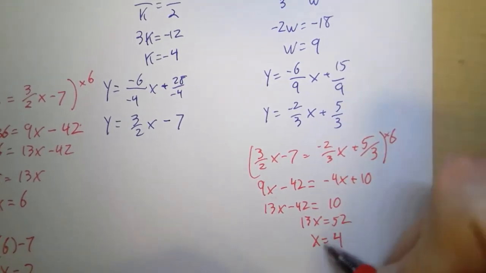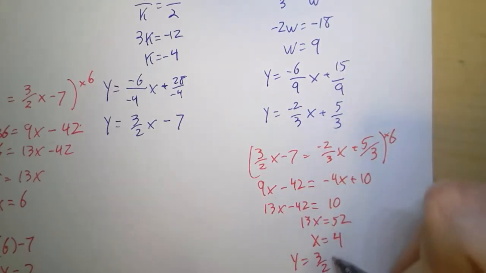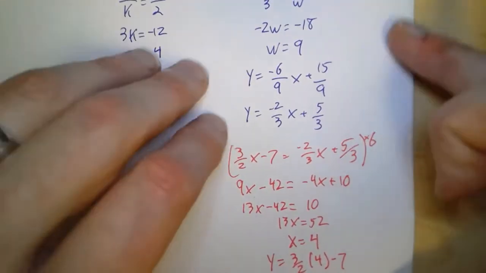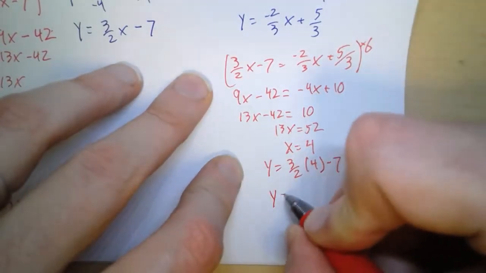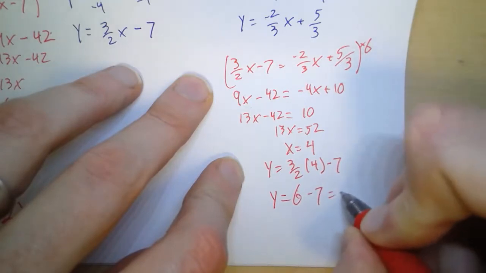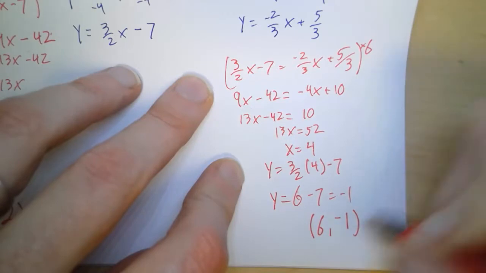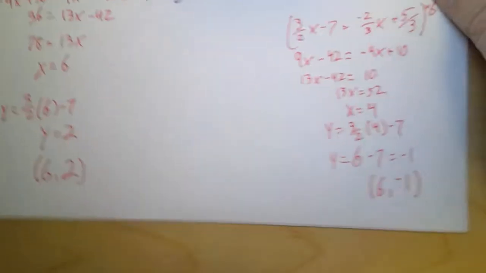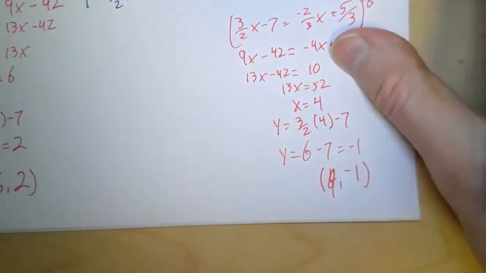So then I'll plug 4 in for x anywhere I see it. So y equals 3/2 times 4 minus 7. All right. And so that means we get 6 minus 7, which is negative 1. So these are our two coordinates. We've got (6, negative 1), and we've got, whoops, sorry, that should be a 4. (4, negative 1), and (6, 2).